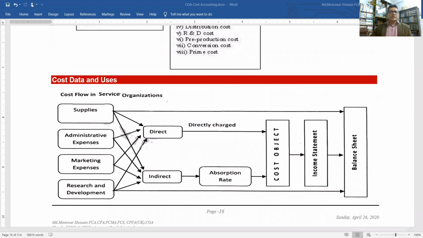Now, the cost data and use. Look here, cost flow in a service organization: the supplier, administrative expense, marketing expense, research and development. All these costs we segregate in two ways, direct and indirect. Direct is charged directly to the cost object, and for indirect, the absorption rate is used to charge the cost object. Then we make the income statement and then the balance sheet.